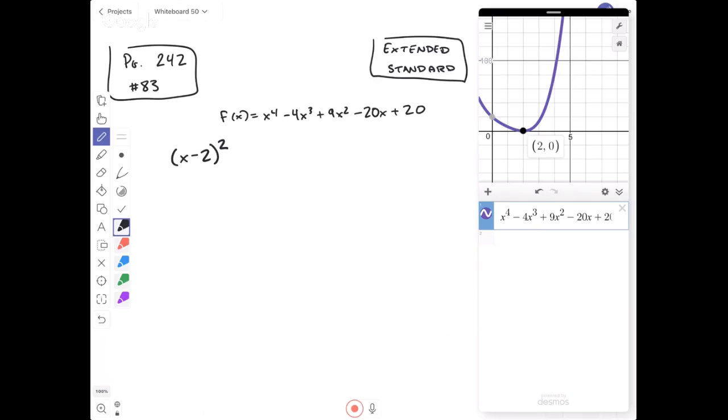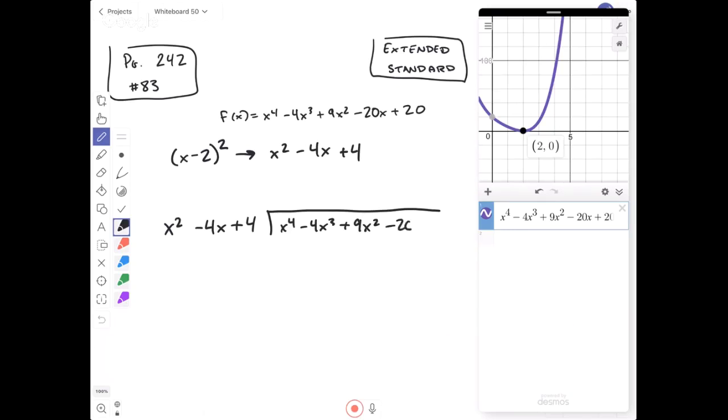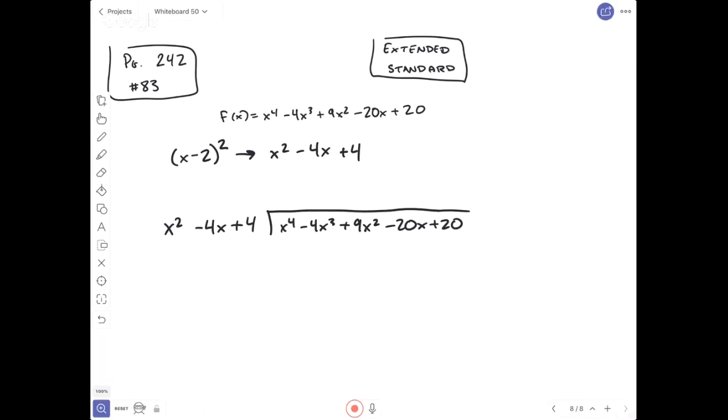Ooh, so we're going to do a great long division problem. So x minus 2 squared becomes x squared minus 4x plus 4. And we need to divide x squared minus 4x plus 4 into x to the fourth minus 4x cubed plus 9x squared minus 20x plus 20. Now this is going to be fun. Let's move that out of the way.